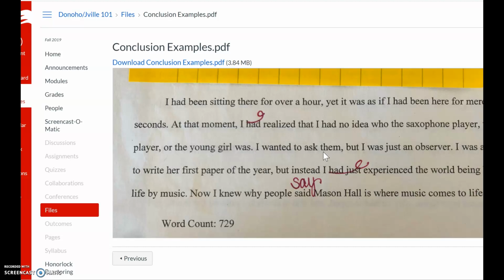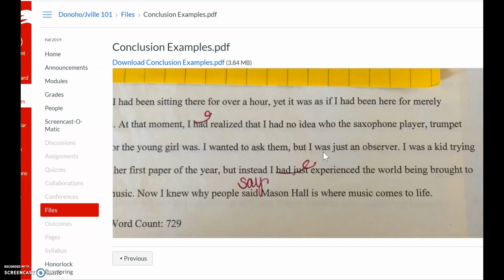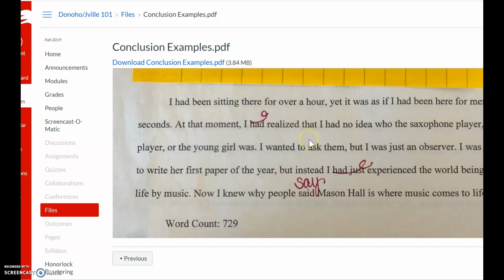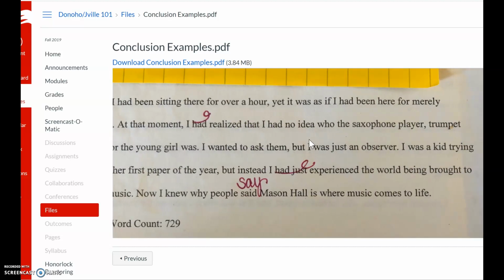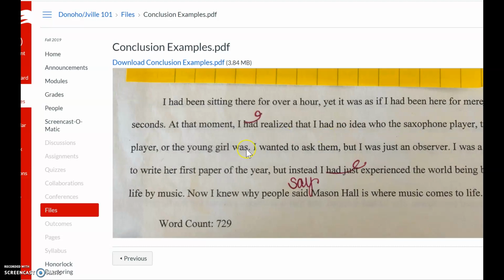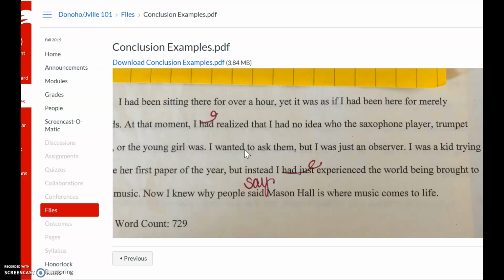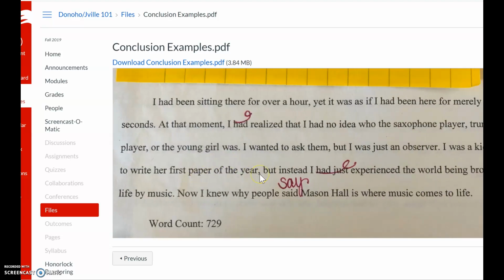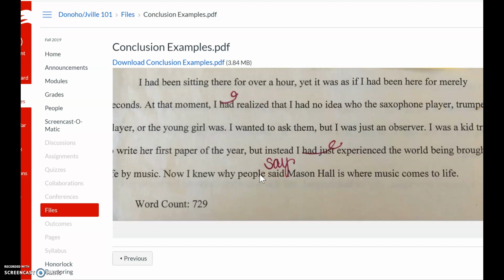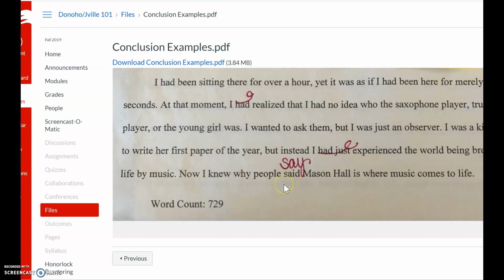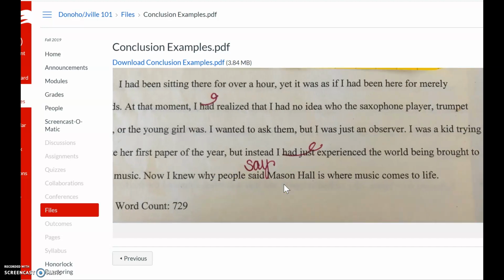gimmick going out. "I'd been sitting there for over an hour, yet it was as if I'd only been here for merely seconds. At that moment, I realized that I had no idea who the saxophone player, the trumpet player, or the young girl was." Those are the three things that she talked about in her essay. "I wanted to ask them, but I was just an observer. I was a kid trying to write our first paper of the year, but instead, I experienced the world being brought to life by music. Now, I knew why people say Mason Hall is where music comes to life."